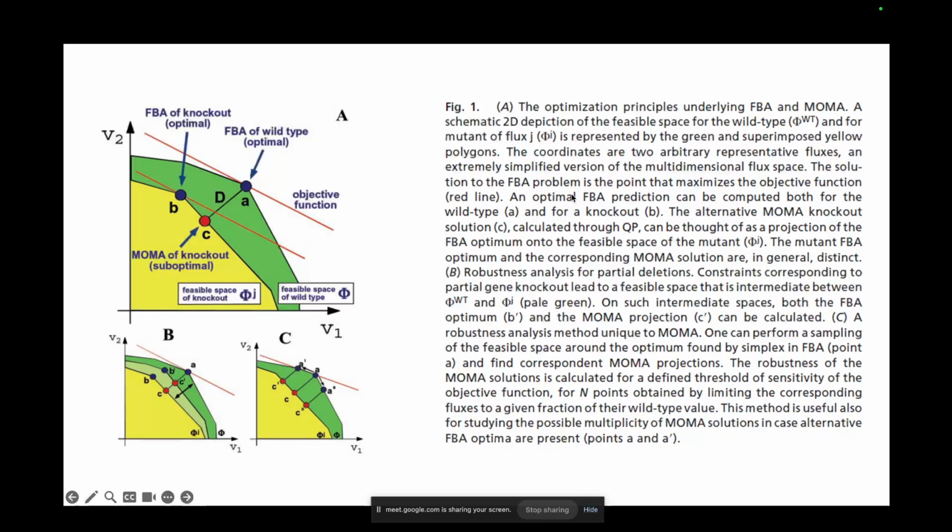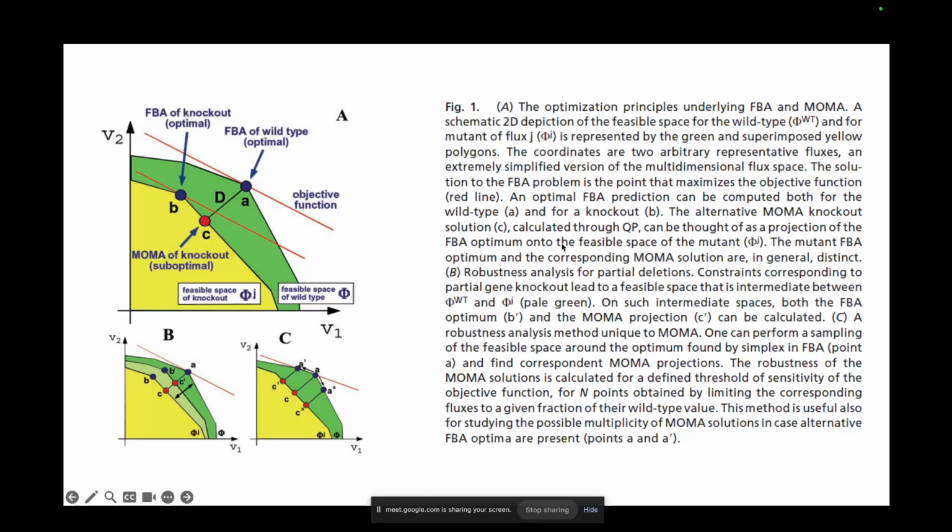An optimal FBA prediction can be computed both for wild type and knockout. This is your wild type condition, this is your objective function, and this is the point. This is your knockout condition, this is your objective function, and this is the point. So A and B are the two points, one for knockout and one for wild type, predicted by FBA. Now the alternative approach, which is MoMA, gives the knockout solution C here.